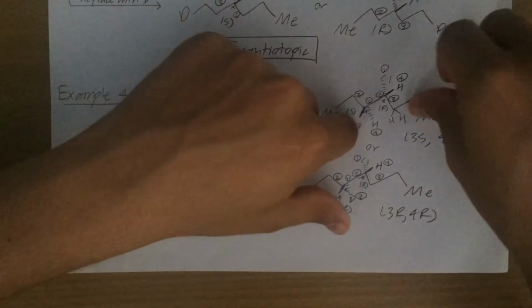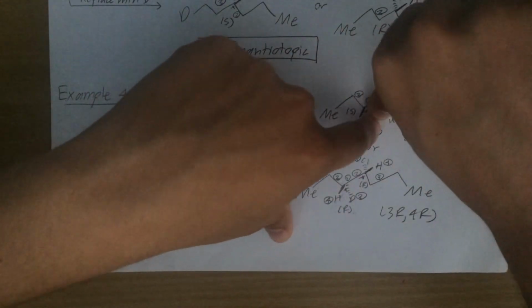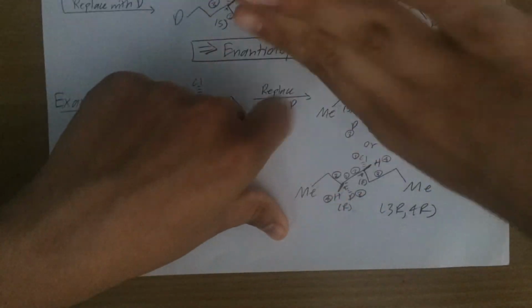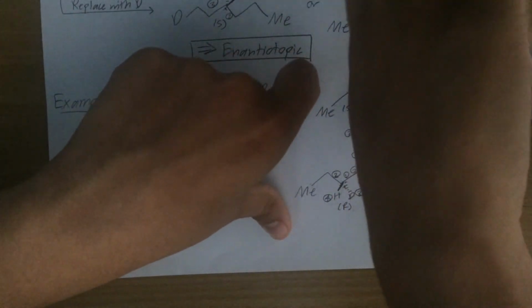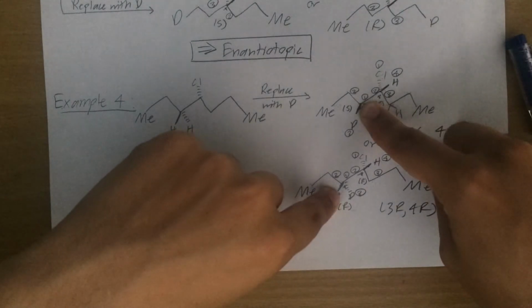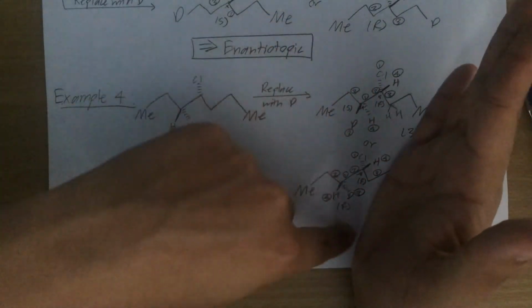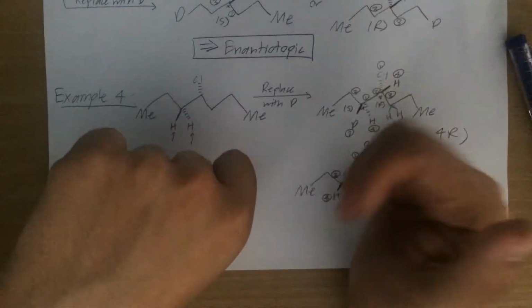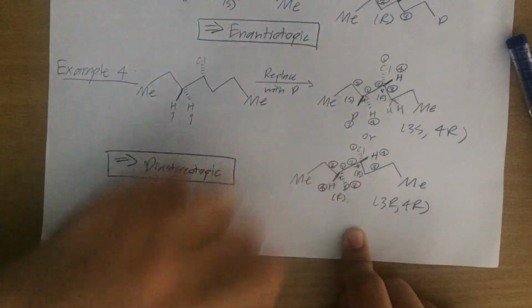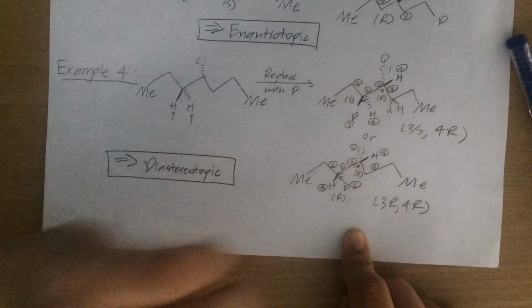You do the right-hand rule. Let's do it for here. Hydrogen pointing into the board. So you go from 1 to 3 to 2. 1, 3, 2, 1, 3, 2. This is S. Right-hand rule here. Hydrogen's pointing out of the board this time. You go 1, 2, 3, 1, 2, 3. Just like that. So this is R. You have 3S, 4R, 3R, 4R.